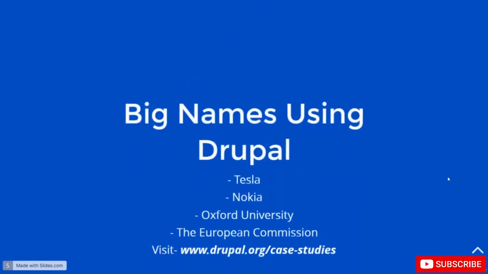Now let's go ahead and take a look at some of the companies, some of the big names that are using Drupal, and these names might surprise you. The first big name in this list is Tesla. So Tesla is using Drupal to power their website. Then Nokia and Oxford University, the European Commission, these big names are using Drupal, and these websites are serving millions and millions of requests every single week. So if these big names can trust Drupal to power their website, then you can trust Drupal too.